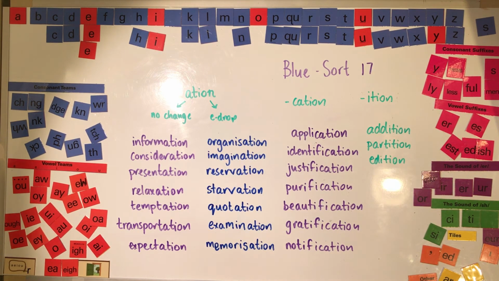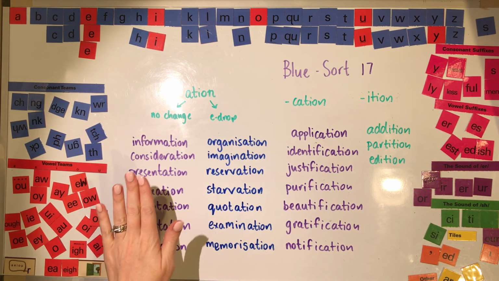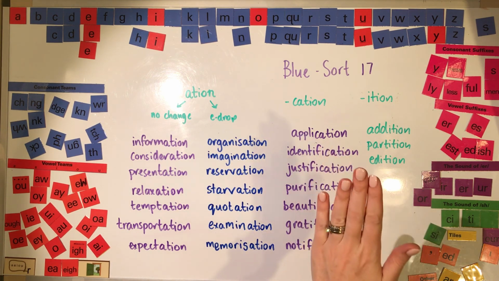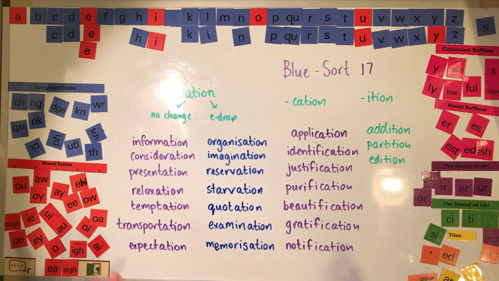Okay, so I think that is all for this week. Plenty of practice to be done on these words, but hopefully once you've learnt the no change, E drop rule with ation, and then the Y goes away, I comes back, and add cation rule, you should be able to spell all these words perfectly.